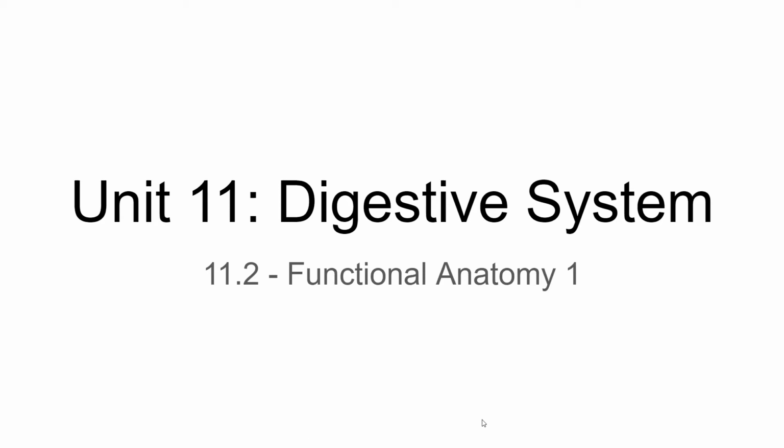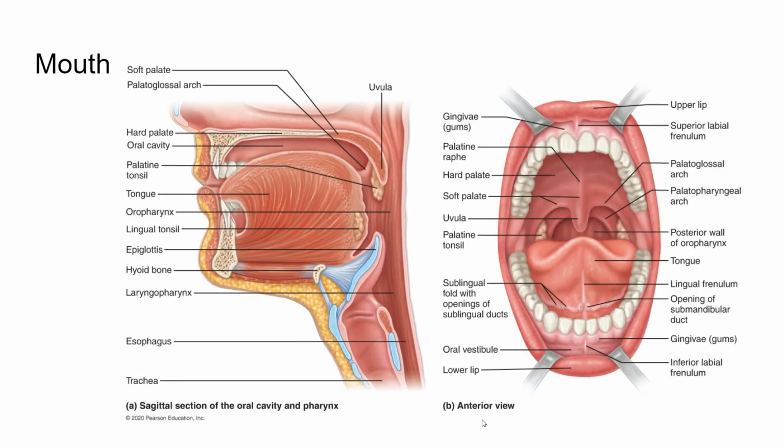All right, in this video, we'll be looking at the functional anatomy of the digestive system. We'll have a couple of functional anatomy videos, just basically walking through the entire system and talking about what each of the parts do. And so then we'll start with the mouth. The mouth is where digestion begins.